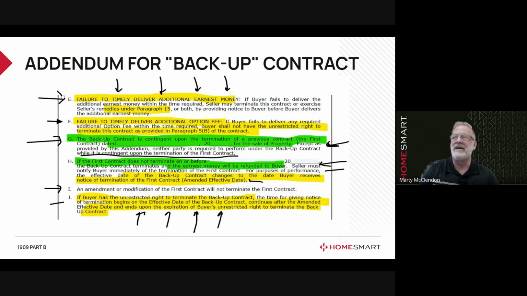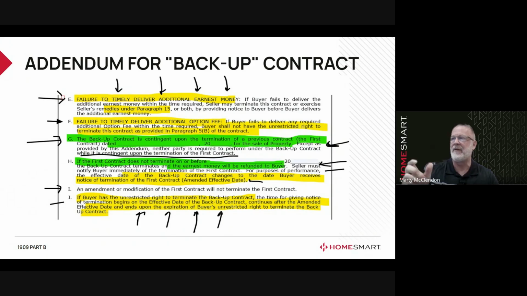It says seller must notify buyer immediately of the termination of the first contract. Now, there's two parts here. One, buyer saying you have this much time, and if you don't give me notice by this time, this contract terminates. And the second part of that is seller, when the first contract terminates, and it's within this period of time that I've given you, you now have to give me notice right away so that I know that my clock is starting and I'm in first position. Okay. So the seller must notify the buyer immediately of the termination of the first contract.